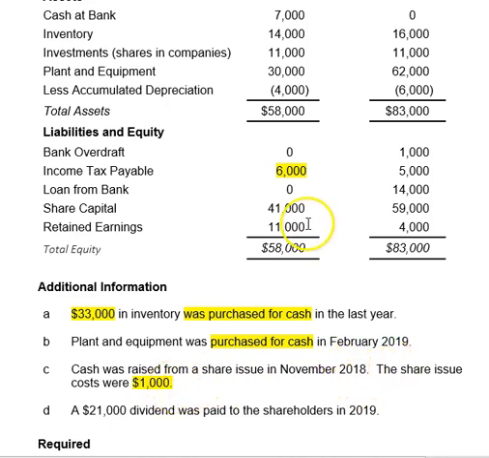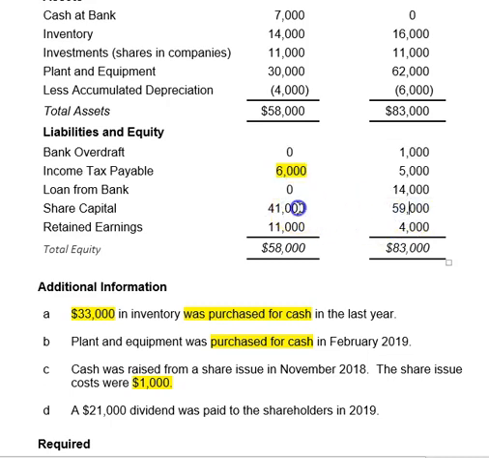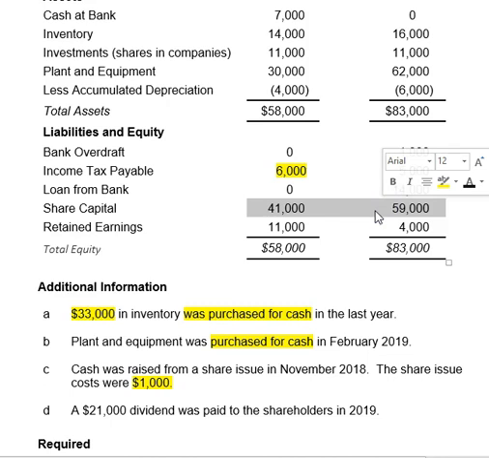Okay, so in order to find how much money we receive from the public, we need to find the differences between the share capital, which is 59,000 minus 41,000, and then we need to add back 1,000. Okay, this is because the increase in share capital already includes the share issue cost. We need to split the share issue cost. That means we cannot include share issue cost in the proceeds from additional share capital.